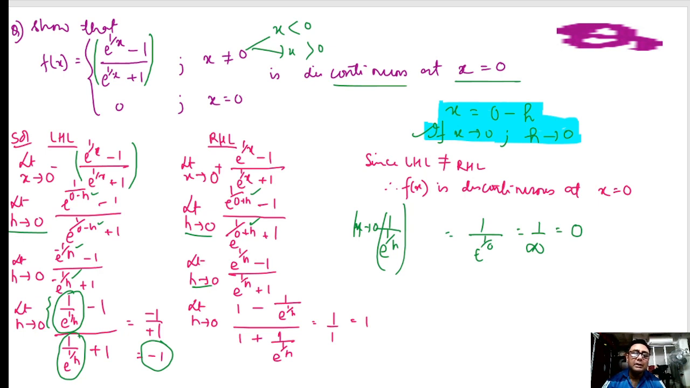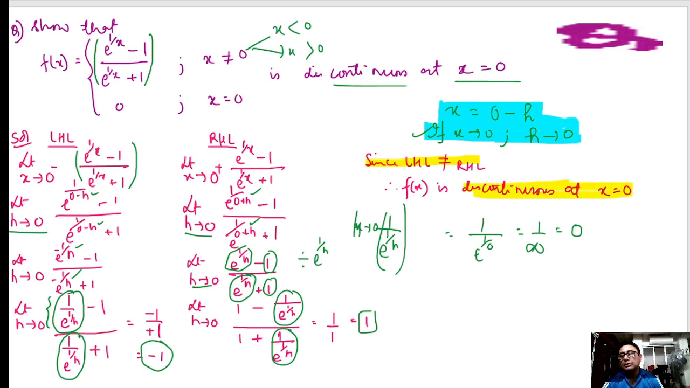Please watch here, we are dividing by e to the power 1 by h up and down. So this will become 1, this will become 1 by e to the power 1 by h, this will become 1, this will become 1 by e to the power 1 by h. Now again put h as 0, so this will become 0, this will become 0, 1 by 1 is 1, and since the left hand limit is not equal to the right hand limit, we can tell it is discontinuous at x equal to 0. Clear?